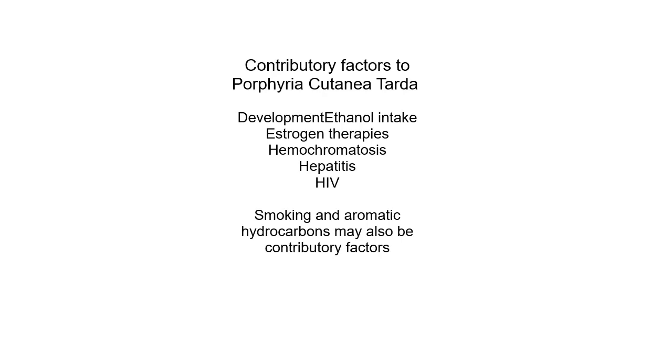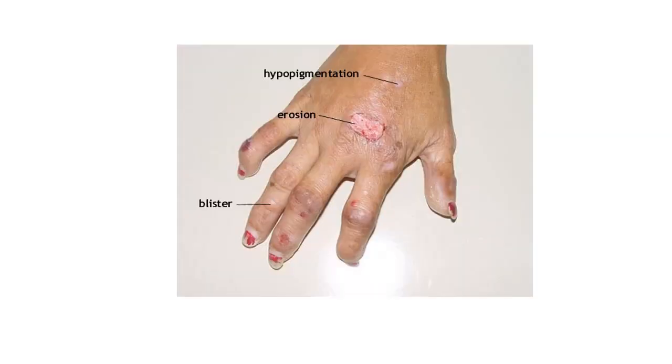Smoking and aromatic hydrocarbons may also be contributory factors. These contributory factors increase oxidative stress. The increased levels of porphyrinogens are oxidized to photoactive porphyrins. These mediate photooxidative reactions, causing skin lesions, and are eventually excreted from the body.